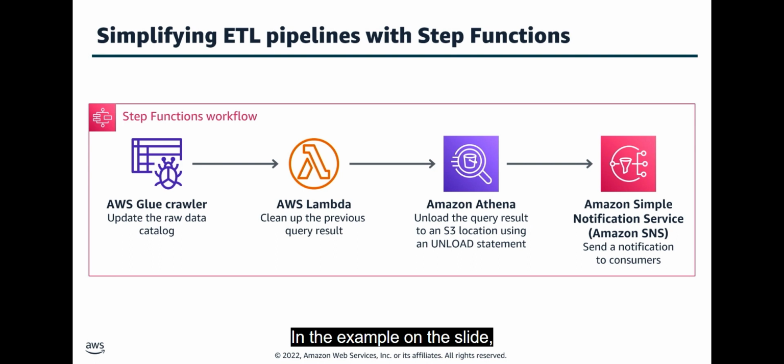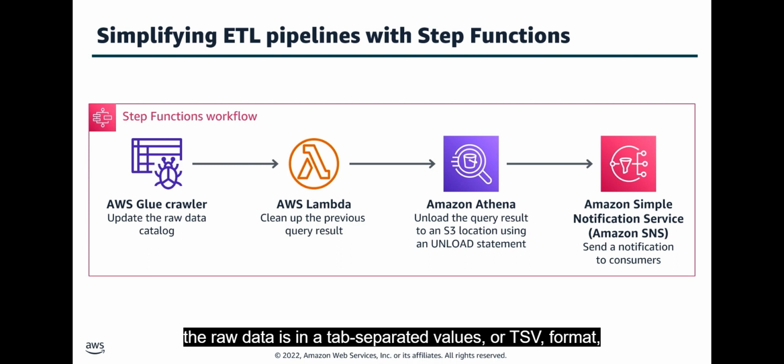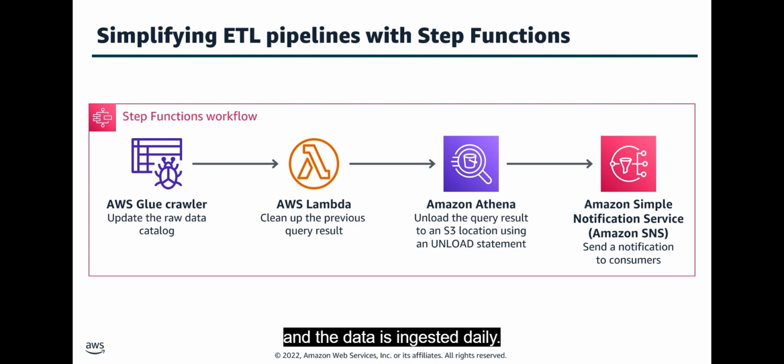In the example on the slide, the raw data is in a tab-separated values or TSV format, and the data is ingested daily. As information is ingested, the AWS Glue crawler is used to provide updates to the raw data catalog. You use the Athena unload statement to convert that data into Parquet format.